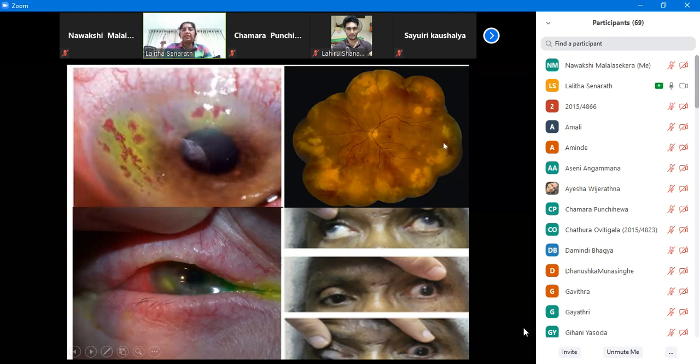This is retinitis, acute retinal necrosis, and you may have extraocular nerve palsies because of involvement of the orbit. I have many cases in my ward because of this asymmetrical involvement of different branches of the extraocular nerves, which may produce extraocular nerve palsies.